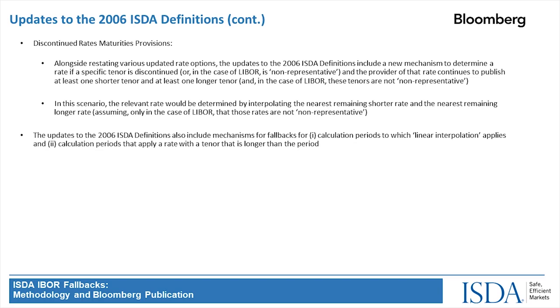So in that case, if, for example, 1 week and 6-month US dollar LIBOR remain, but 3-month US dollar LIBOR and other tenors are discontinued. If your contract referenced 3-month US dollar LIBOR, you would use an interpolation between 1 week and 6-month US dollar LIBOR until one or both of those tenors is discontinued.